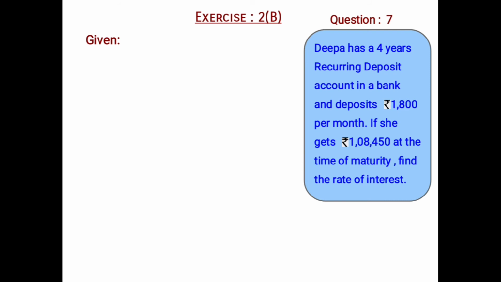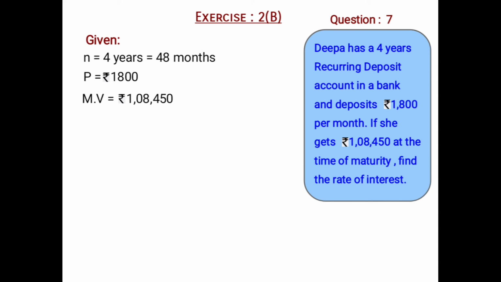Deepa has a 4-year recurring deposit account in a bank. N is equal to 4 years, which is nothing but 48 months, and deposits rupees 1,800 per month. Given P is equal to 1,800, if she gets rupees 1,08,450 at the time of maturity, MV is equal to rupees 1,08,450. Find the rate of interest.